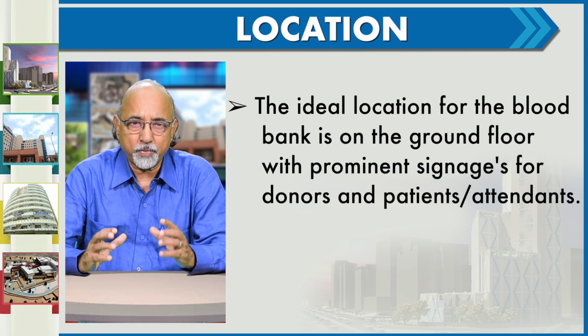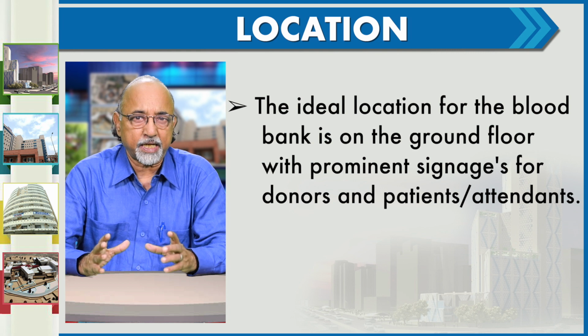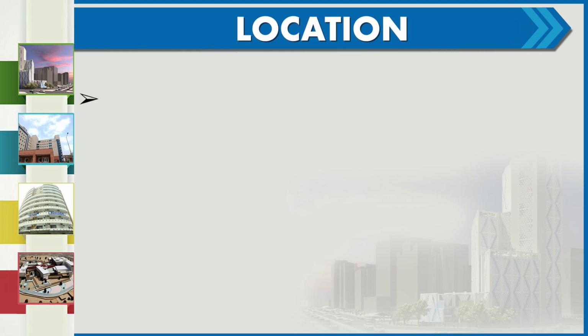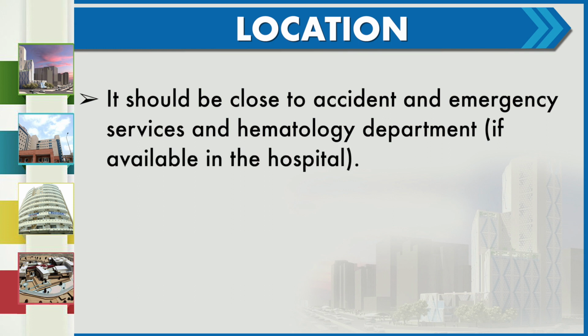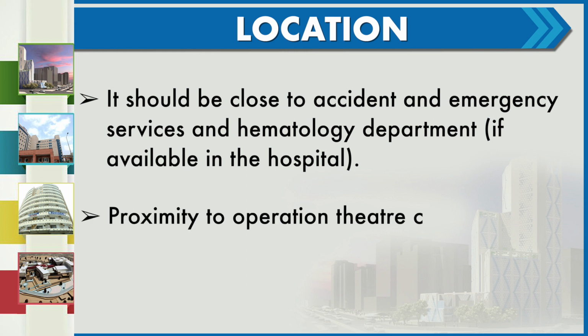The location of the blood bank: ideally it should be located on the ground floor with prominent signage for donors and patients and attendants to reach there. It should be close to the accident and emergency services and the hematology department if available in the hospital. The proximity to operation theatre complex is also desirable. So, what are the space requirements for a blood bank?